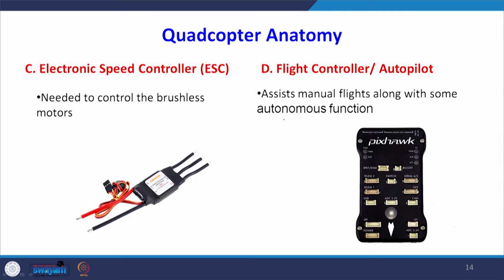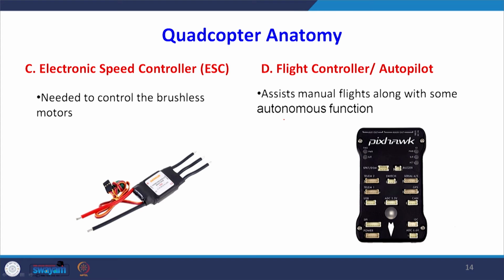Then we have the electronic speed controller. This will control the speed of the motor, and it requires the brushless motor, so that you can control the speed. So this is some kind of electronic device. That is why this is called the electronic speed controller.